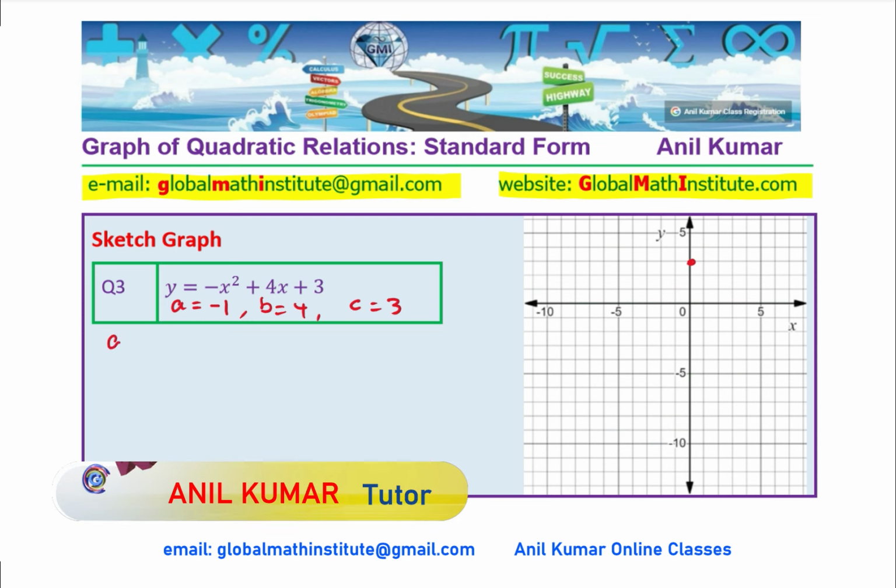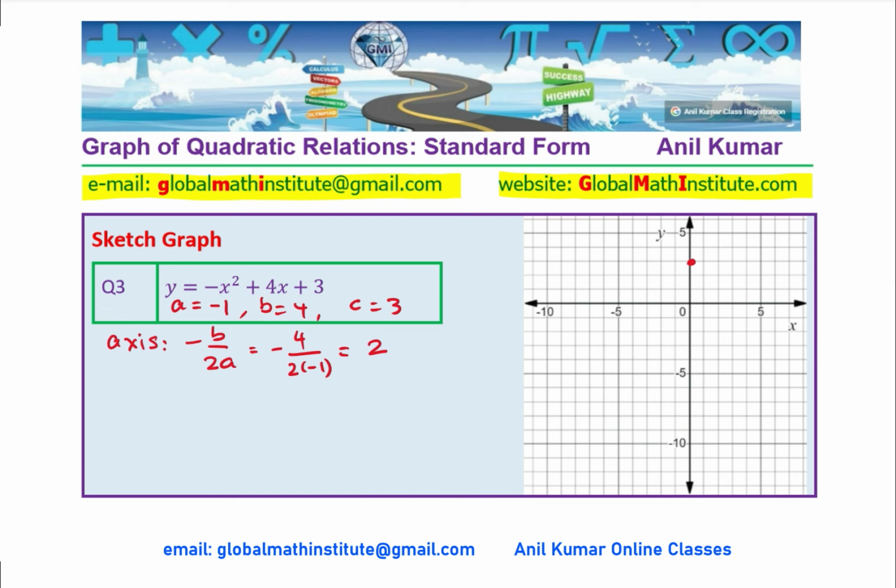Let's find the axis. To find the axis, we'll take minus b by 2a. Minus of b is 4 and twice a, 2 times minus 1. So that makes it positive 2. So we have the axis at positive 2 this time. So that is the axis. Correct? Parabola is opening downwards. Do you see minus? Right? Let me write down here. X equals to 2. Right?